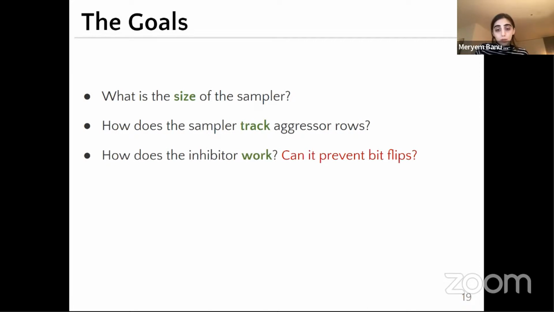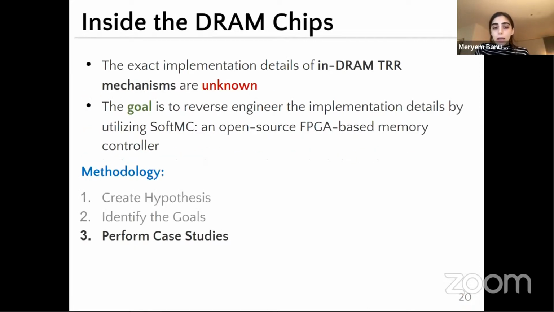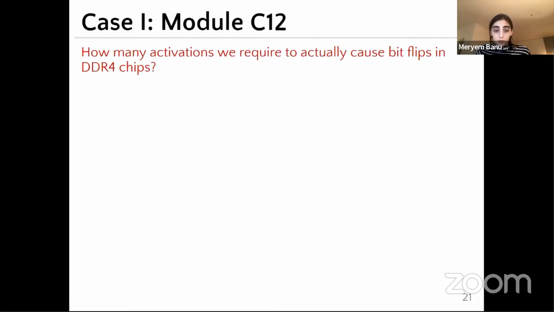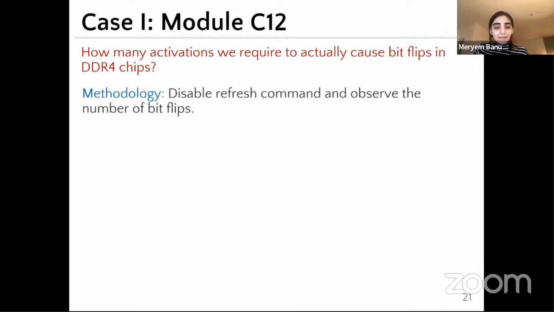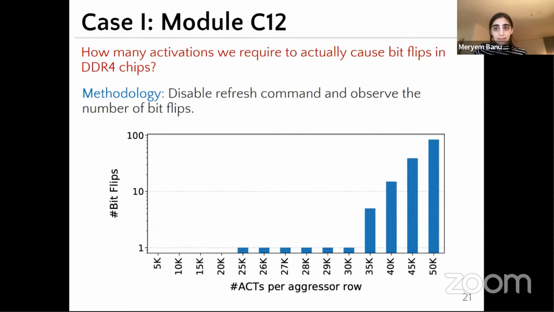How does the inhibitor work? And more importantly, can it prevent bit flips? Now I will talk about some of the case studies to answer these previous questions. The first question to ask is, how many activations do we need to cause bit flips in DDR4 modules? To find that out, we will disable the refresh command and observe after how many activations we start to observe bit flips. The figure demonstrates that we need 35K activations per aggressive row to cause some bit flips.